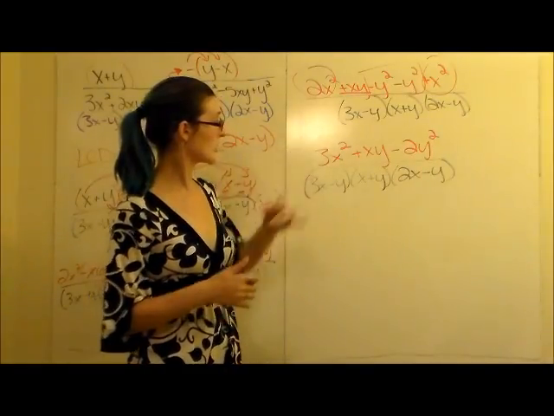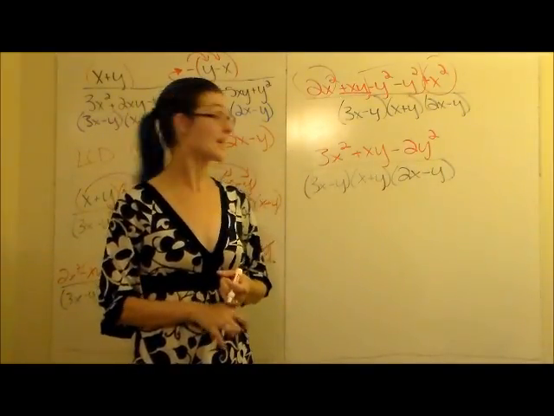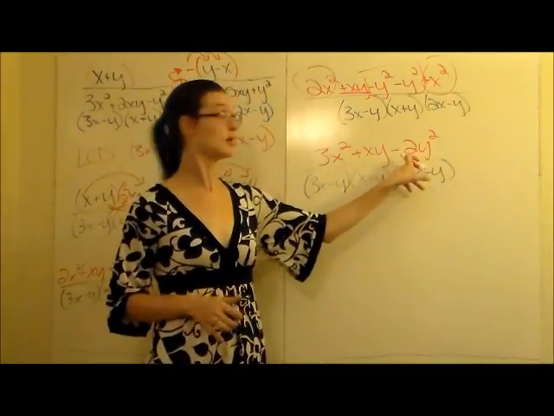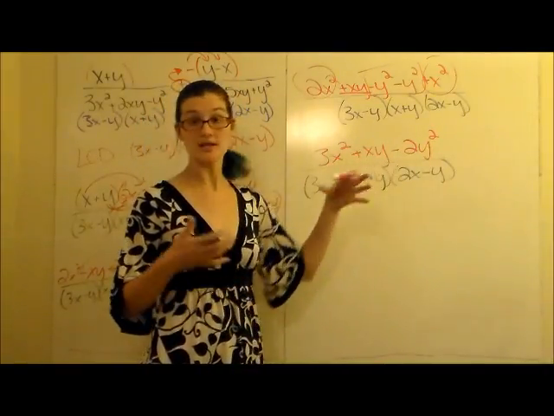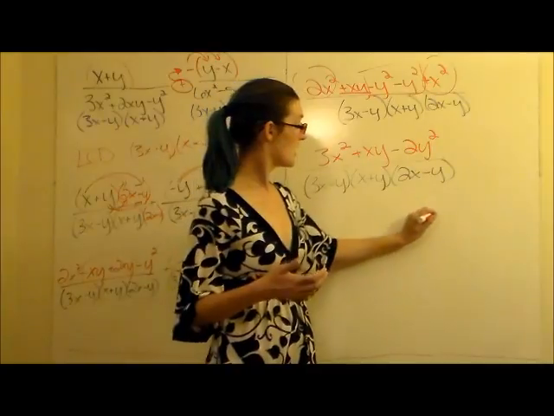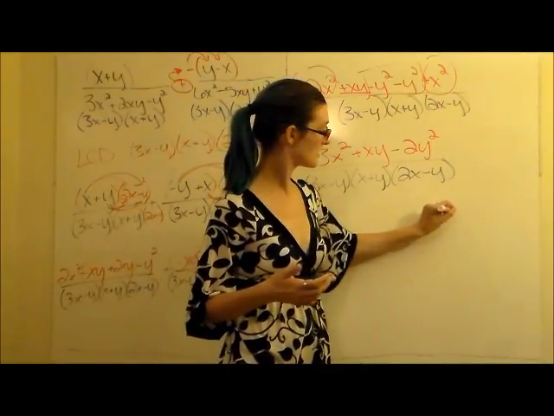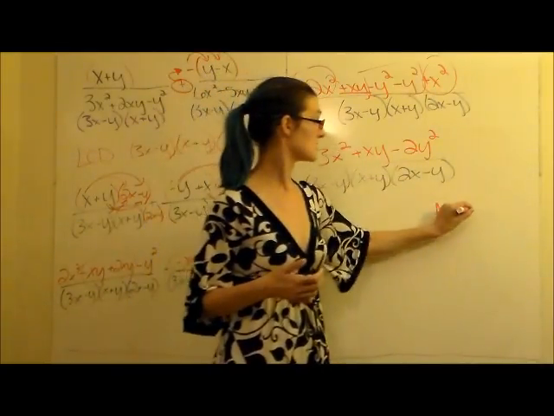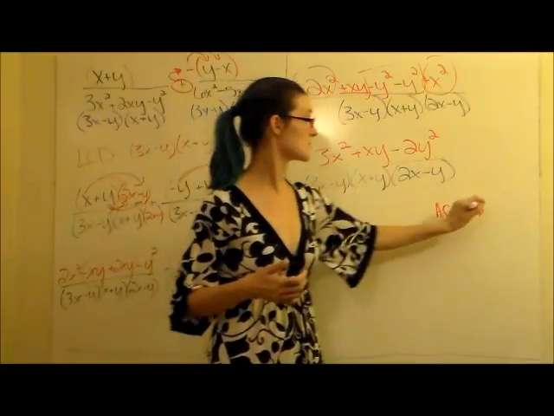So looking at this numerator right off the bat, I'm going to say there's no GCF. We have 3, 1, and negative 2. X squared, xy, and y squared, so there's no common factors. I'm going to say AC is 3 times negative 2, that's negative 6. B is positive 1.